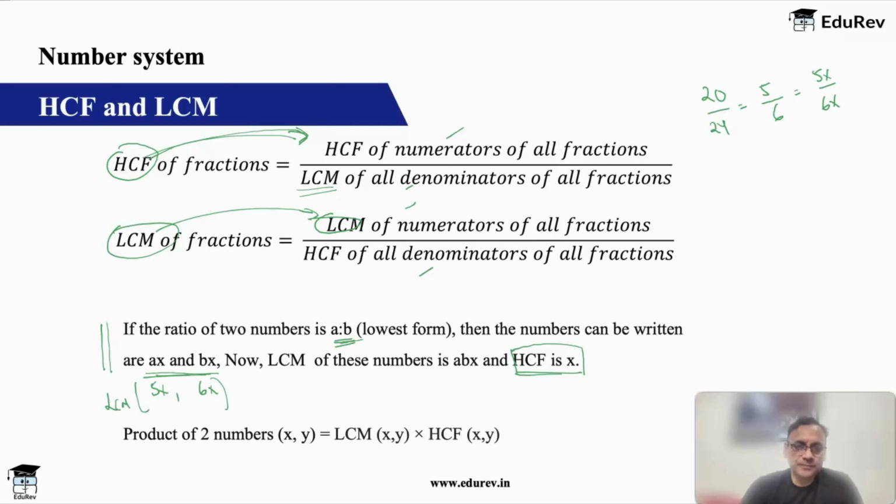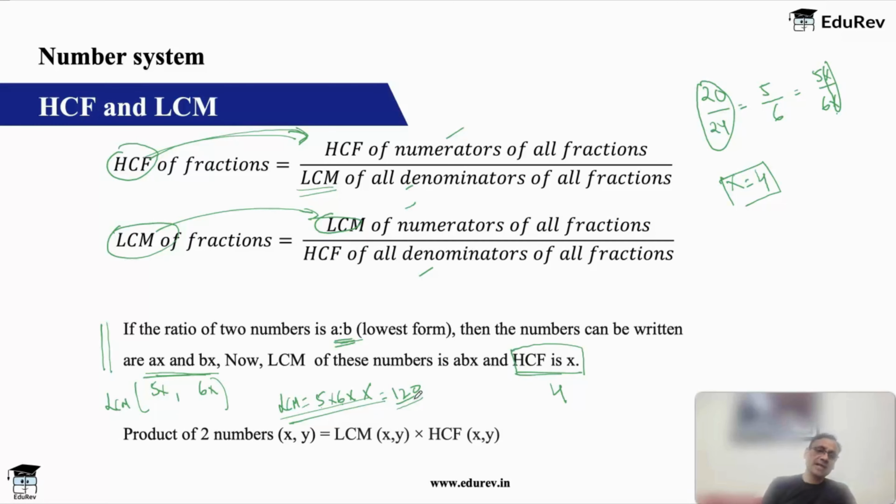And the LCM of now 5x and 6x, what is the LCM? X is common, and 5 and 6 will not have anything common because they have been reduced to the lowest possible form. So it will be 5 into 6 into x. That is going to be the LCM. Just to take this live example, in this case we know x is equal to 4. So you can see that for 20 and 24, their HCF is 4 and their LCM is 5 into 6, 30 into 4, which is 120.